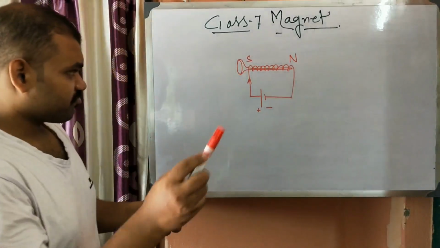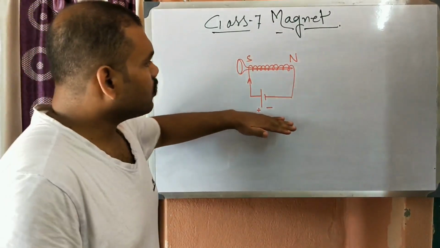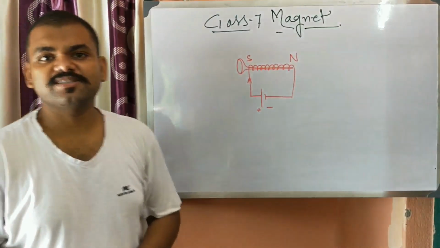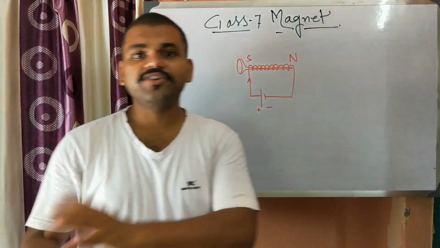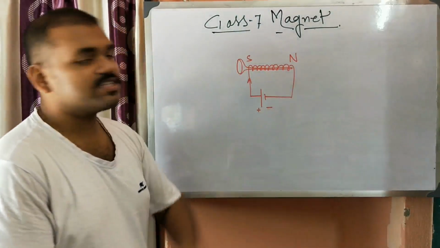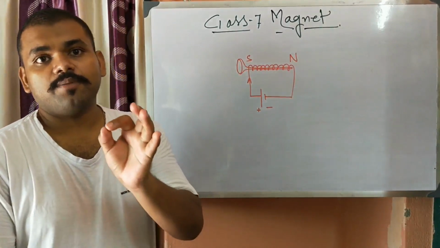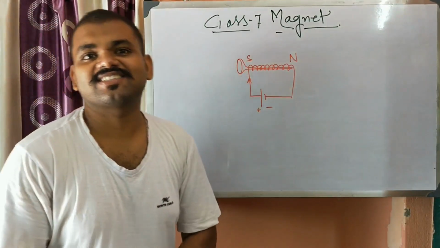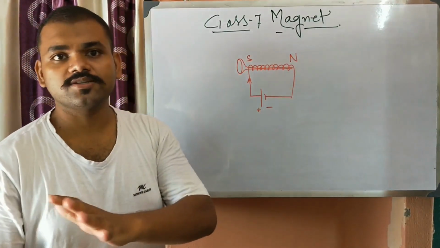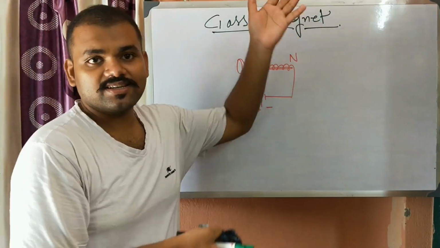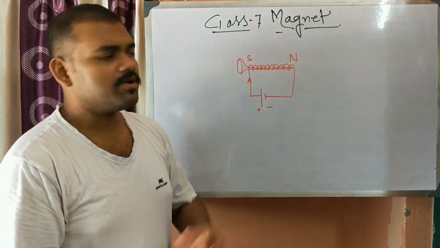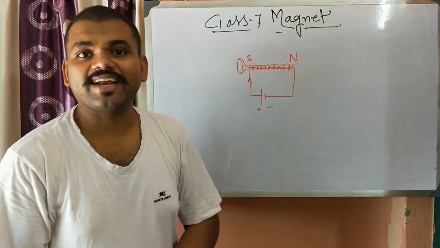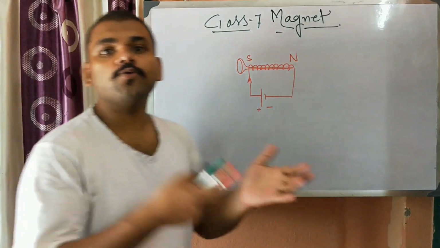Okay, so now in which way can you increase the strength of this magnet? So this is an artificial magnet. So in this artificial magnet we have a particular choice by which we can increase or decrease its strength. So according to our choice, we can increase its magnetic property or magnetism, or we can choose to decrease its magnetism or the magnetic power. So how will you do that?